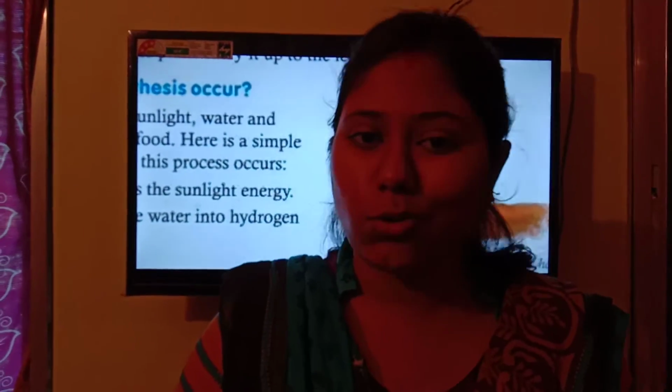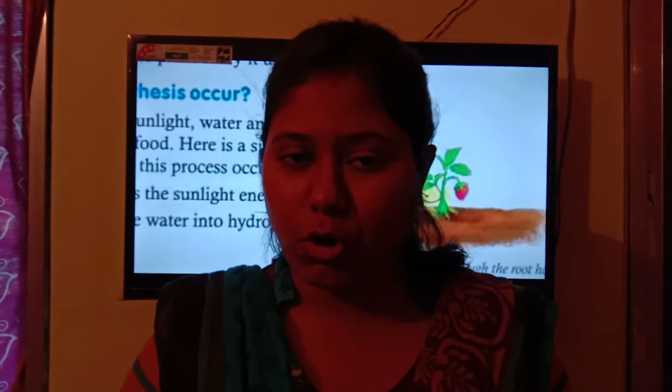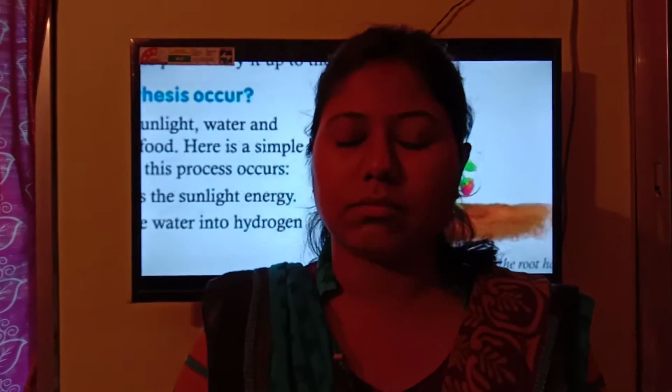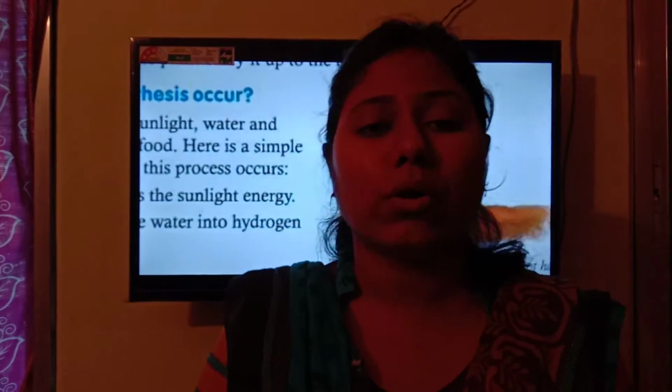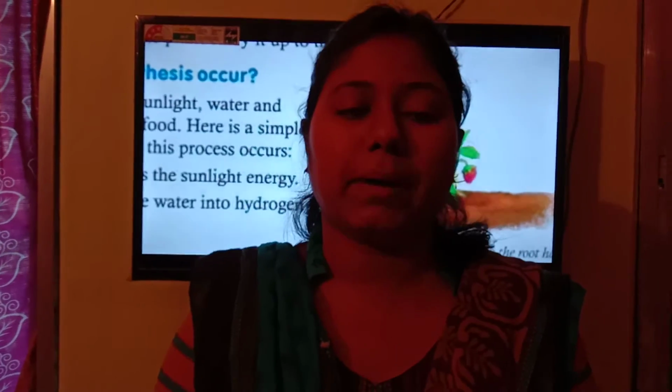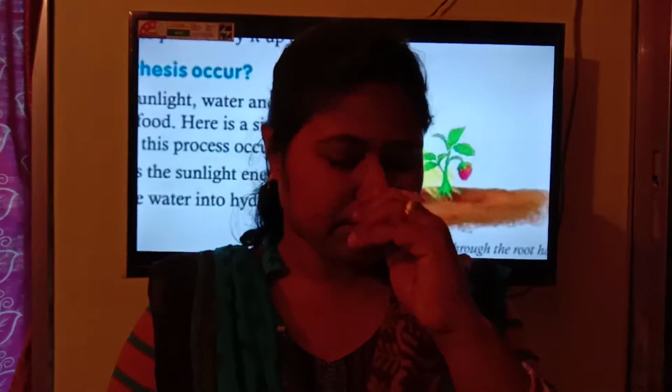This glucose is then transferred into the storage part of the plant, and when the glucose is transferred into the storage part, it is modified into starch. So the starch is stored in plants in different ways, that is, in leaves like cabbage, roots like carrot, fruits like apple, etc.